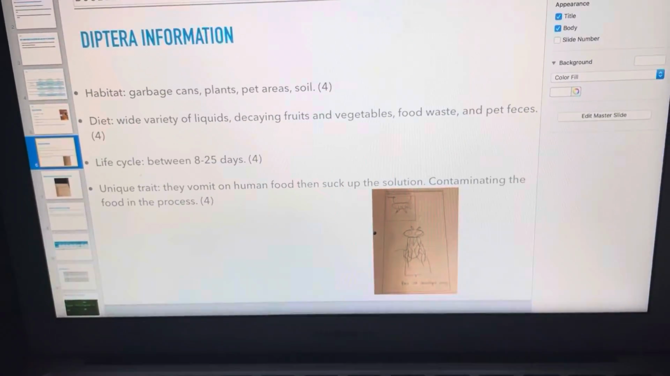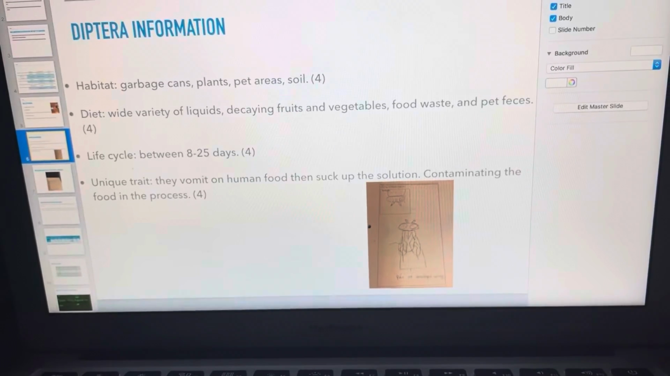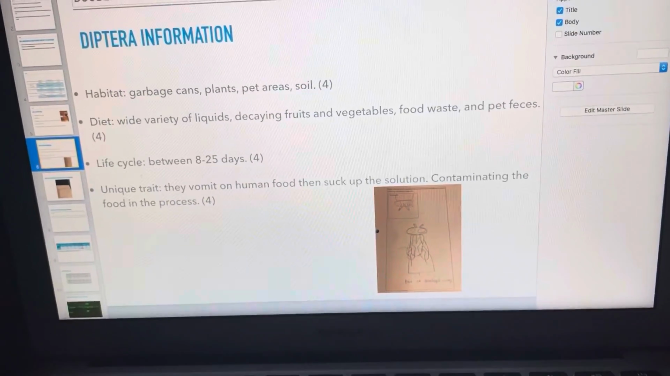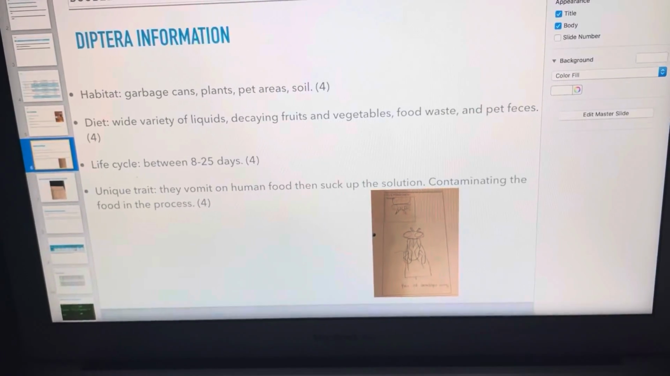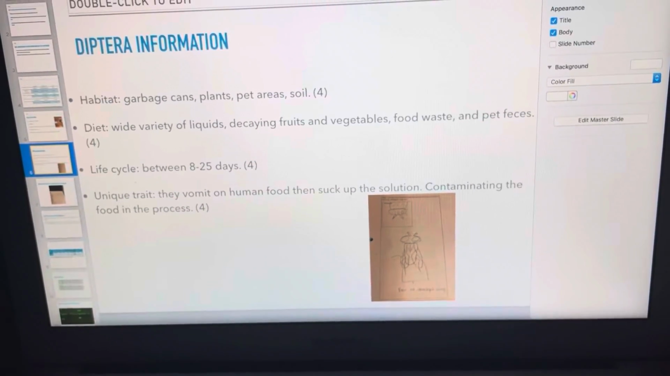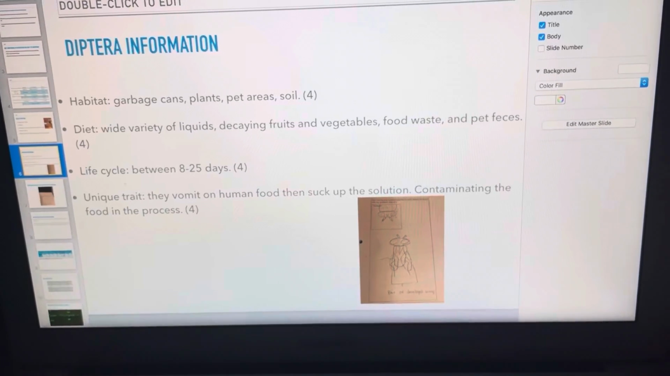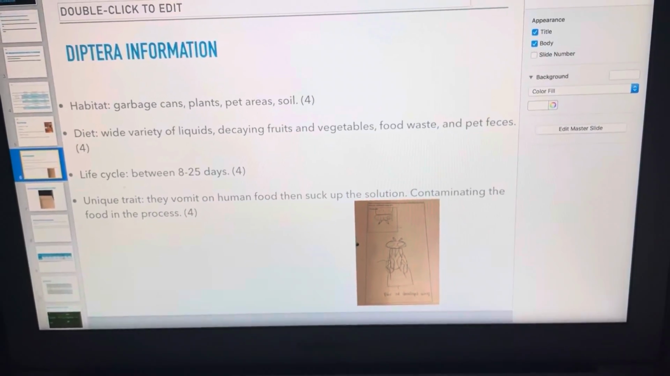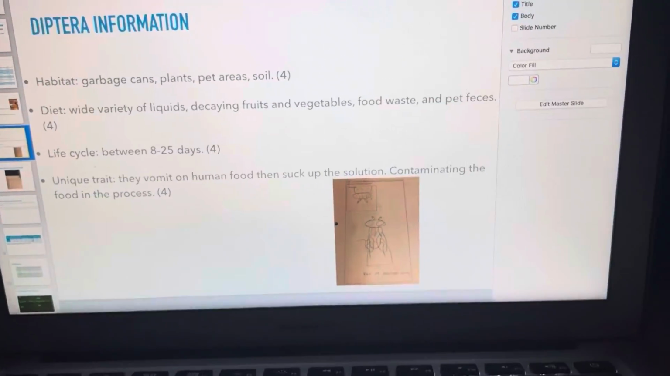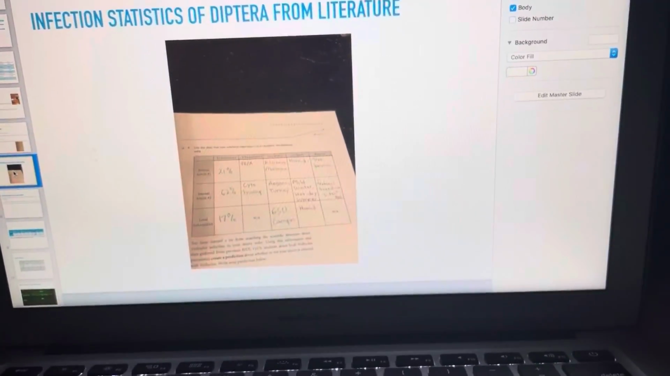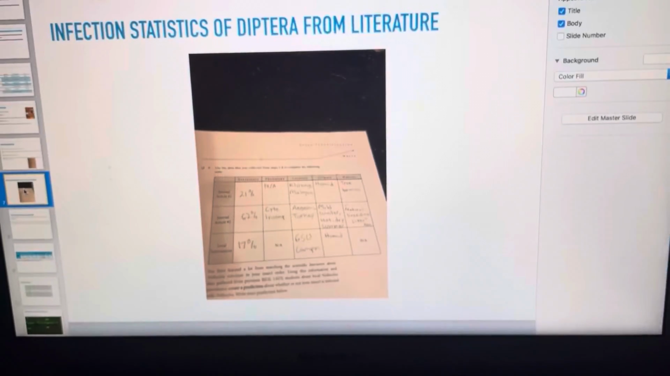Their unique traits are they vomit on human food and then suck up the solution so they can gain nutrients. And in the process they contaminate the food or whatever they're feeding on.